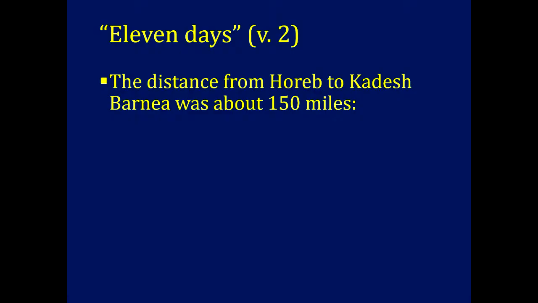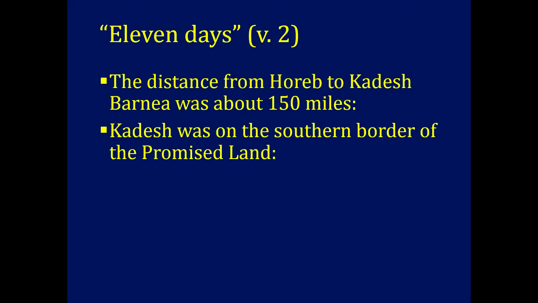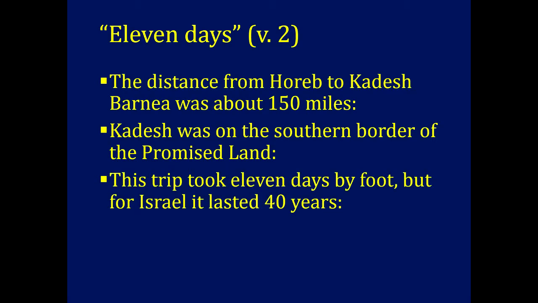Now this reference to 11 days, just think about this. Here's the distance. If you go from Mount Horeb, which is talking about Mount Sinai, to Kadesh Barnea, it's about 150 miles. Kadesh Barnea being on the southern border, if you will, of the promised land, you can travel this route of about 150 miles in 11 days by foot, but it took Israel 40 years to make this journey.